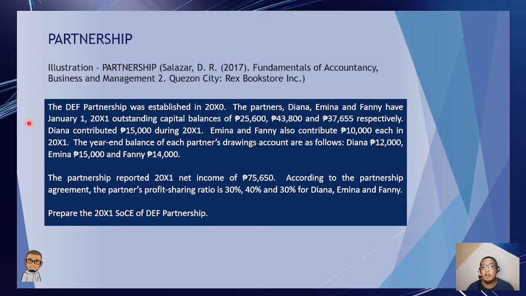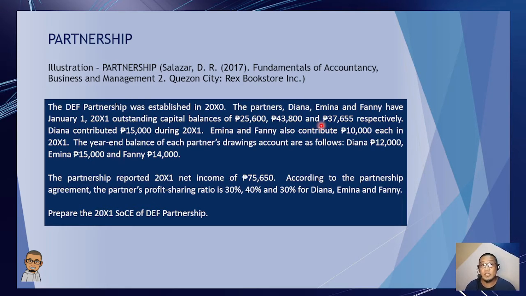Okay, now the DAF partnership was established in 2020. The partners, Diana, Emina, and Fanny have January 1, 2021 balances. So we will start our reporting in 2021. So January 1 is the beginning balances. Meaning, this is what is in your general ledger. Okay, so Diana has 25,600, Emina has 43,800, Fanny has 37,655. So that is their beginning balance.